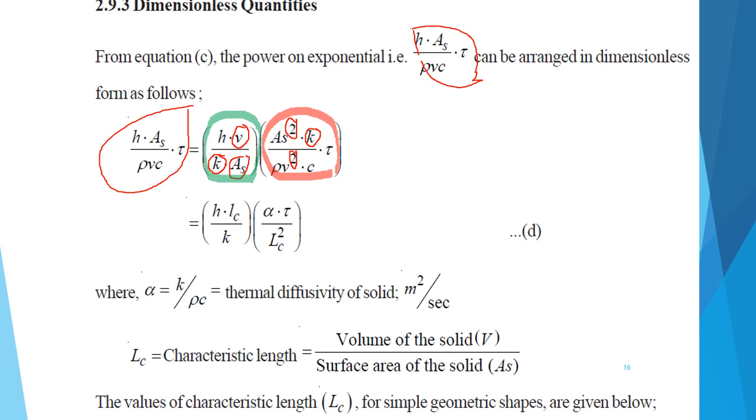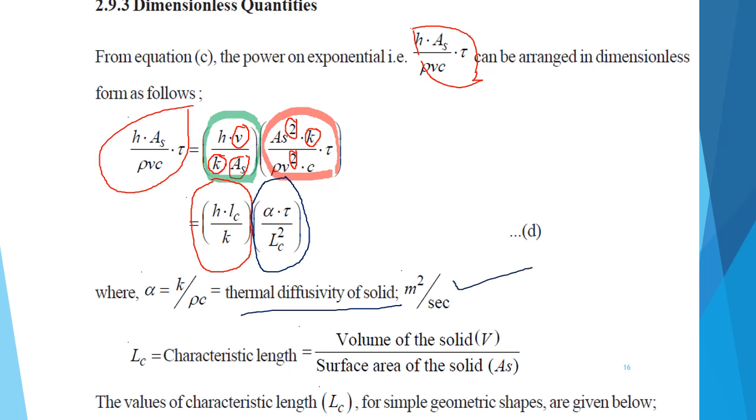So what I will get from the first term is this part, H Lc by K, and from the second term I will get alpha into tau, that is alpha into tau divided by Lc square. So what is alpha? Alpha is nothing but the thermal diffusivity, that is K divided by rho C, that is thermal conductivity upon heat capacity. We had discussed in detail about this part.